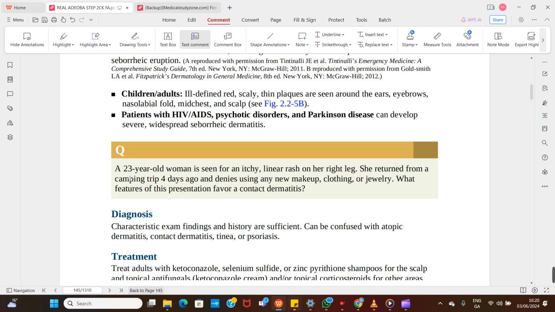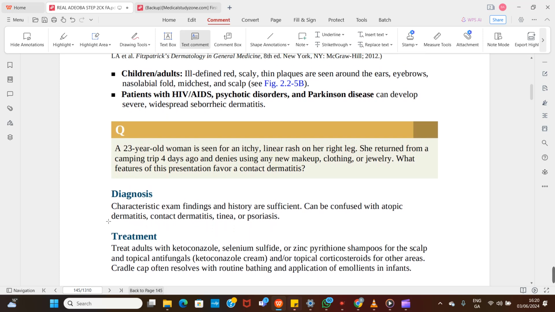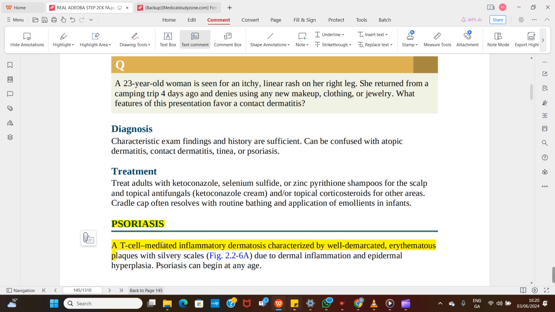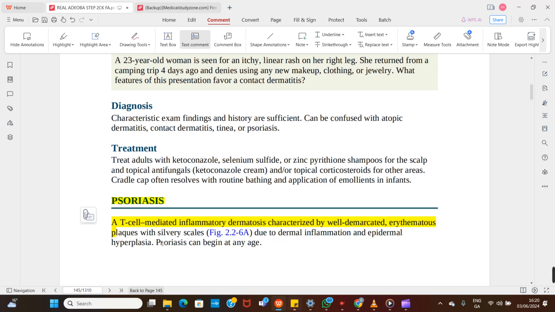So those are the things. And the examination findings for seborrheic dermatitis, history is also sufficient. It's clinical. You can confuse it with atopic dermatitis, contact dermatitis, and psoriasis. But how do you treat?